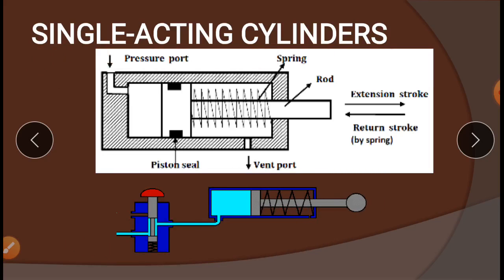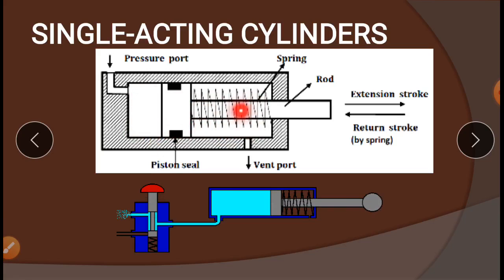Single acting cylinders, how are they? We will see the first construction. The single acting cylinder consists of one single cylinder, with one input and output port which is present here. The input and output takes place in a single port.